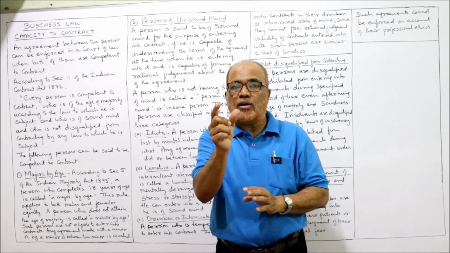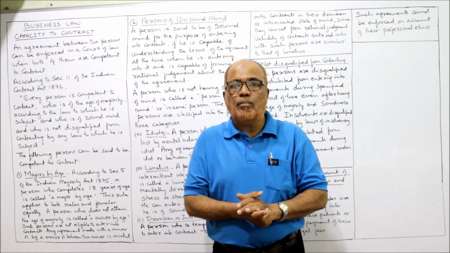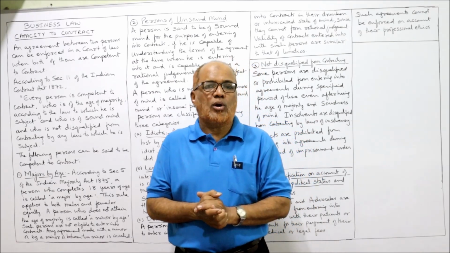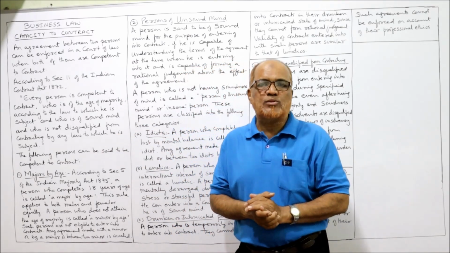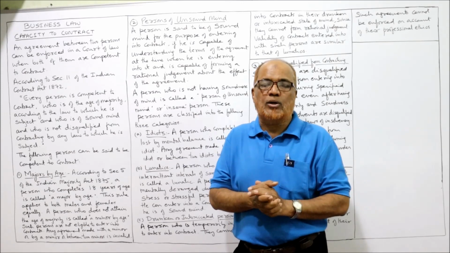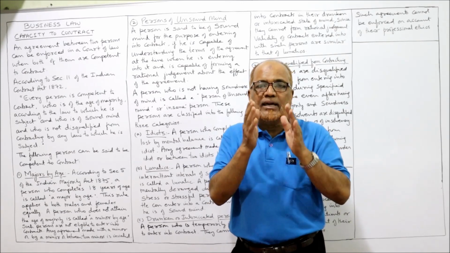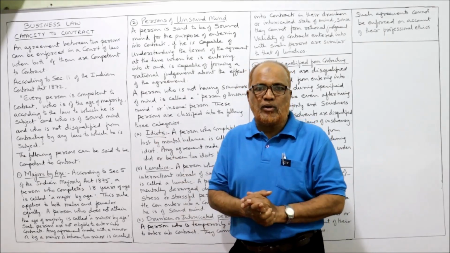So competent to contract means every person is not competent. There are some persons who are incompetent to enter into a contract. So in this video I am going to explain to you about the capacity to contract. Who are the persons who cannot enter into a contract and who can enter into a contract? That's what I am going to explain.